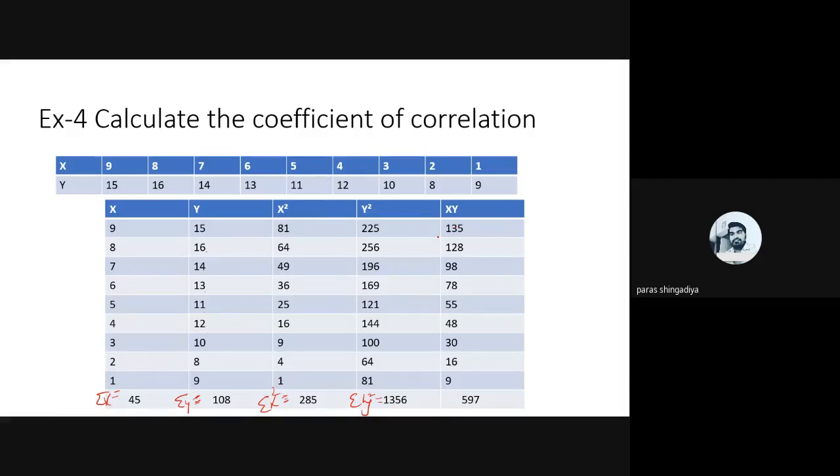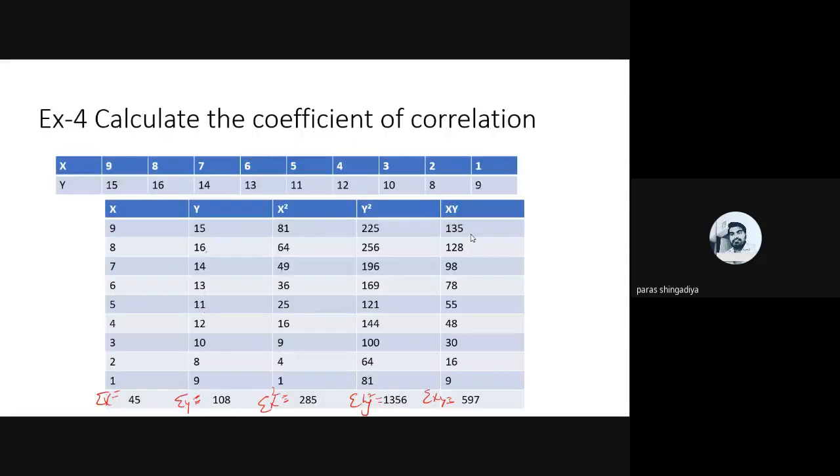And now create x into y: 15 into 9 is 135, 16 into 8 is 128, 14 into 7 is 98, 13 into 6 is 78, 11 into 5 is 55, then 48, 36, and so on. Now check the total. Sigma xy will be 597.